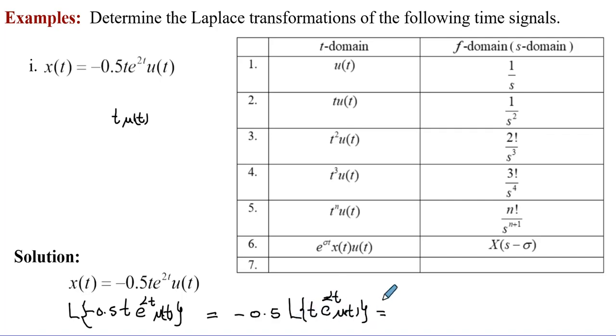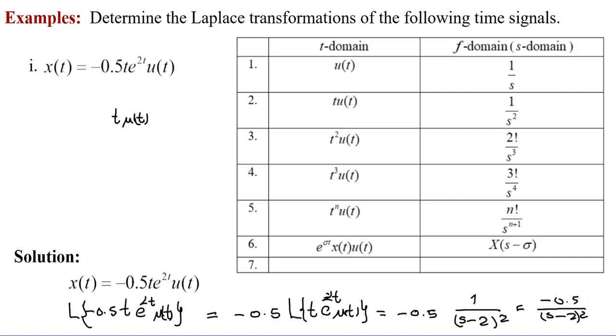What we're being told here is simply that the Laplace transform will have exactly the same shape, but in terms of s minus tau or s minus sigma. So what we're going to have here is minus 0.5 times 1 over a denominator which is squared. In this case, our tau or sigma is 2. So we're going to have s minus 2, and we're simply going to write that as minus 0.5 over s minus 2 squared. Then we'll have done there.